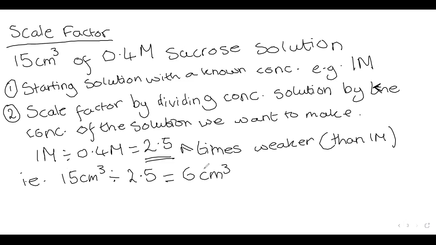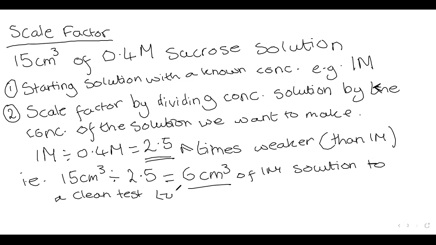So we would then transfer 6 cubic centimeters of the 1 mole solution to a clean test tube. What we would then do is make up the volume with distilled water. So our total volume we want is 15 cubic centimeters. We've got 6, so we do 15 minus 6. That gives us 9 cubic centimeters of distilled water that we need to add.